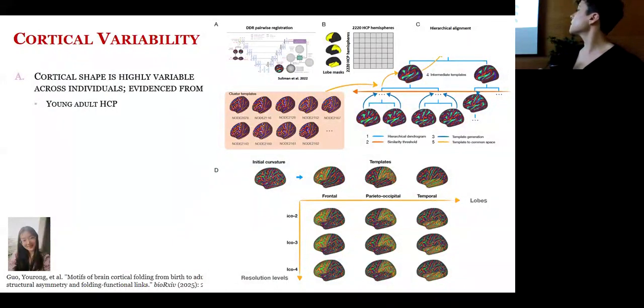She did the clustering separately for each because she visually observed quite a lot of variability and lack of co-occurrence of cortical folding patterns across lobes. So just because some individuals share a pattern of cortical folding in the frontal lobe does not mean that they necessarily share cortical folding patterns in the parietal, occipital, or temporal lobes.